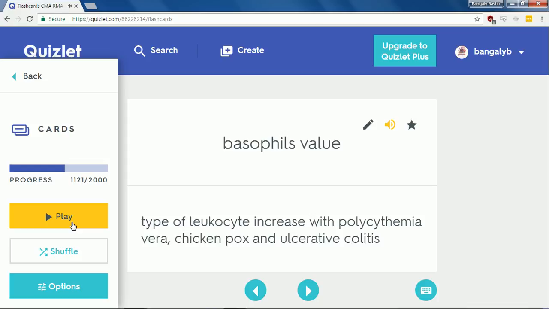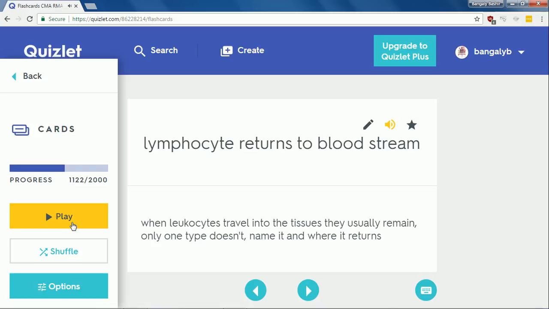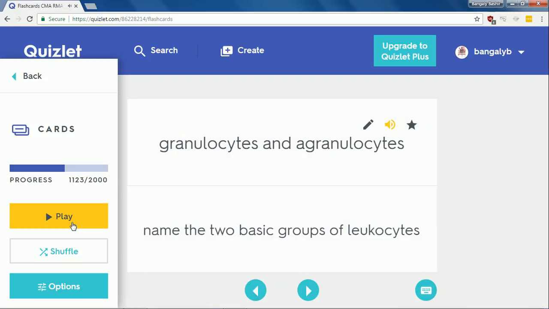Type of leukocyte increase with polycythemia vera, chickenpox and ulcerative colitis. Lymphocyte returns to bloodstream. When leukocytes travel into the tissues, they usually remain. Only one type doesn't. Name it and where it returns. Granulocytes and agranulocytes. Name the two basic groups of leukocytes.